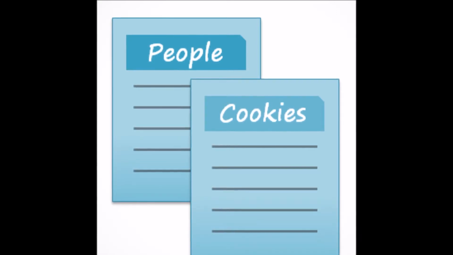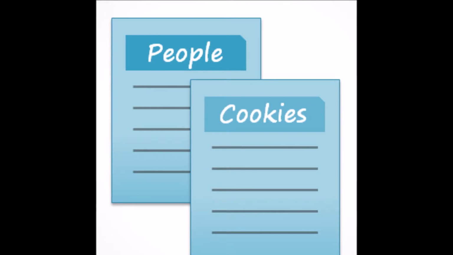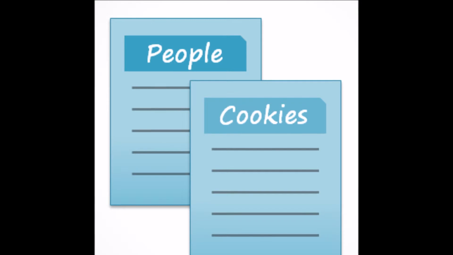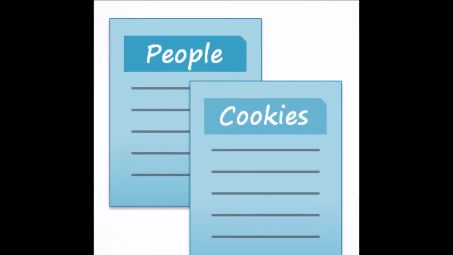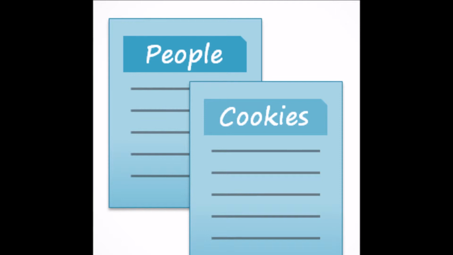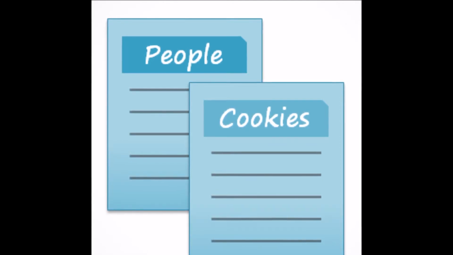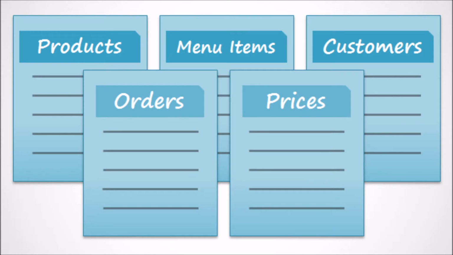For instance, if you like to bake, you might decide to keep a database containing the types of cookies you know how to make and the friends you give these cookies to. This is one of the simplest databases imaginable. It contains two lists, a list of your friends, and a list of cookies. However, if you were a professional baker, you would have many more lists to keep track of, a list of customers, a list of products sold, a list of prices, a list of orders, and so on.